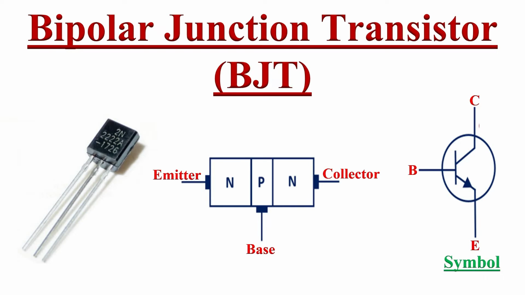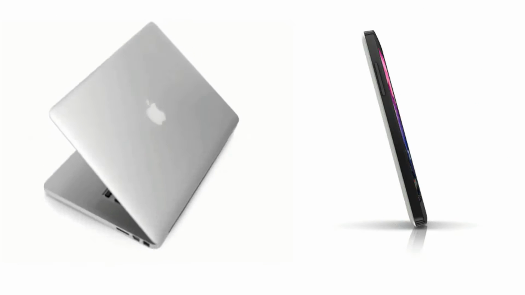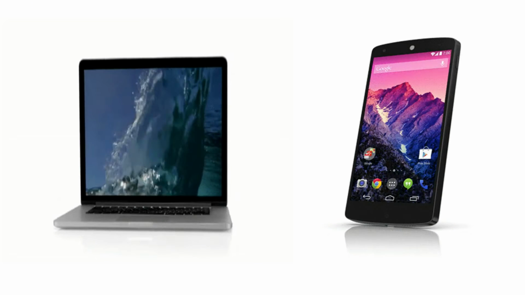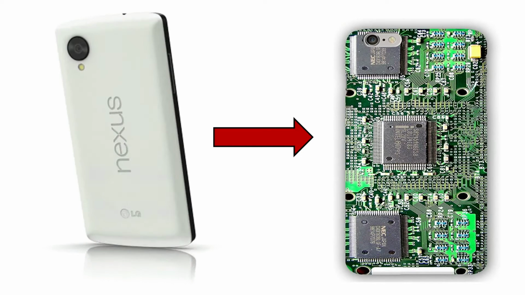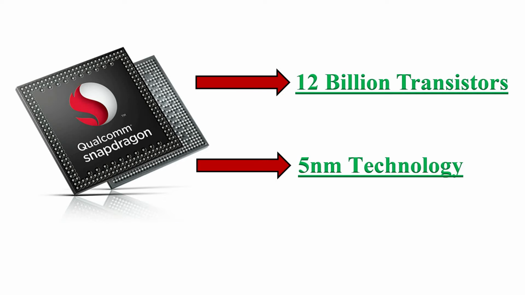In this video, we will learn about the transistor. The transistor is one of the most important devices ever invented. Believe it or not, your computer and smartphone have billions of transistors in them. The heart of a smartphone is its processor, and this processor has nearly 12 billion transistors.